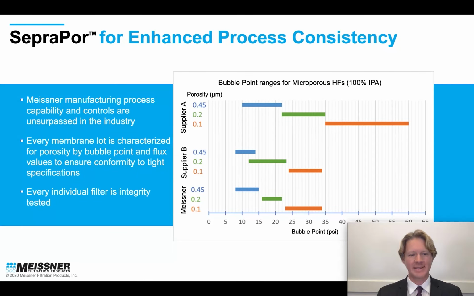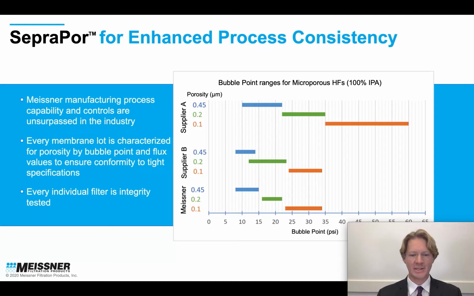We recognize that consistency is one of the biggest challenges when using hollow fiber membranes in your process, and often requires changing your operating parameters from batch to batch to correct for filter variability. To address that, SepraPor membranes are engineered and tested for enhanced process consistency.